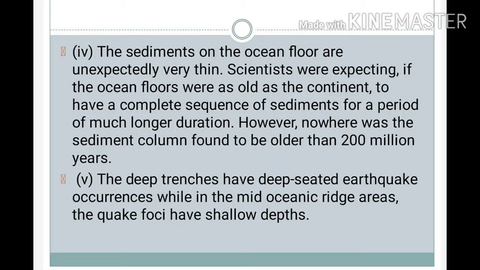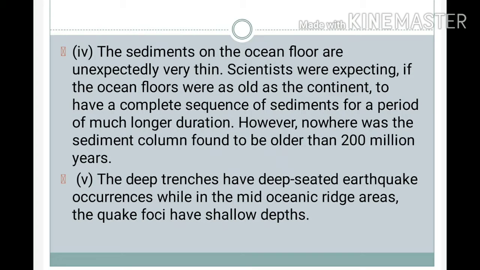The fifth fact which was revealed was that the deep sea trenches have deep-seated earthquake foci or earthquake occurrences, while in the mid-oceanic ridge areas, the quake foci have shallow depth. So these were the five facts which were revealed after the mapping of the ocean floors and the studies of the rocks.